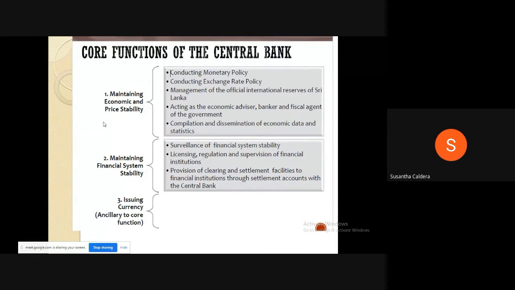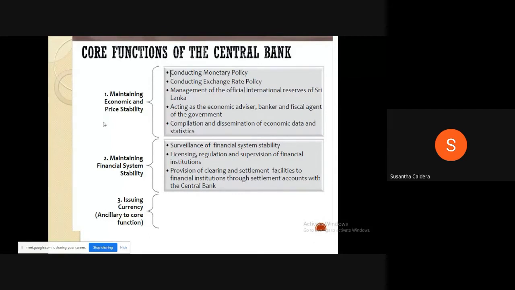Management of the official international reserves of Sri Lanka. Now we have the central bank. They are the people who will manage our foreign reserves, right? Foreign reserves as well as the local reserves. Then acting as the economic advisor, banker, and fiscal agent of the government. That's one of the main jobs of the central bank.